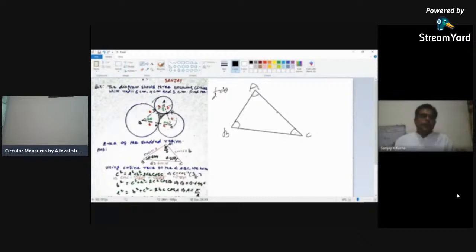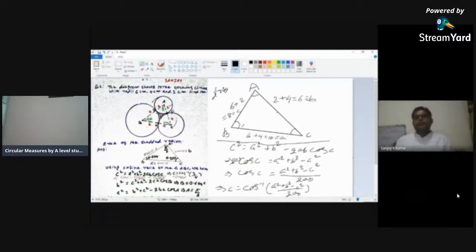So by algebraic simplification, we have cos C equals... If you are taking c squared equals, for example, a squared plus b squared minus 2ab cos capital letter C, and then if you'd like to find cos C, then algebraically you can write it here. Put all these values of a, b, c over here, then you will have the value of angle C.